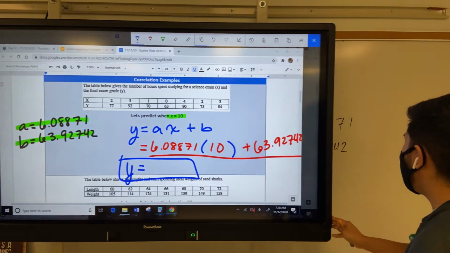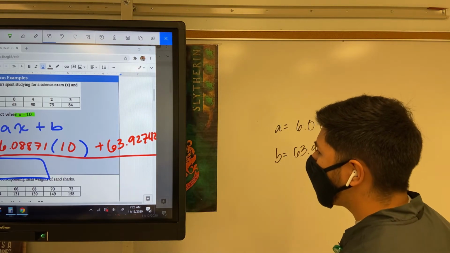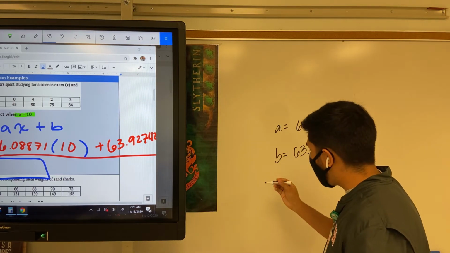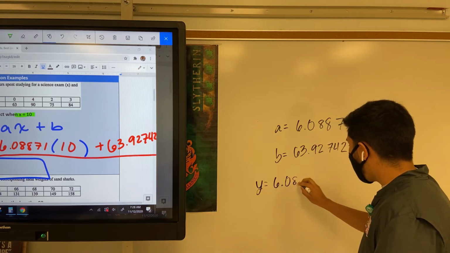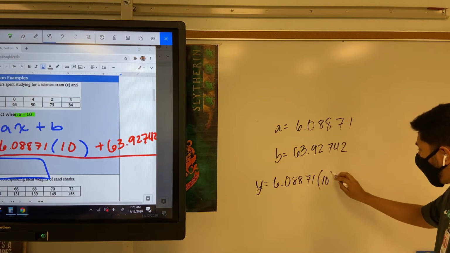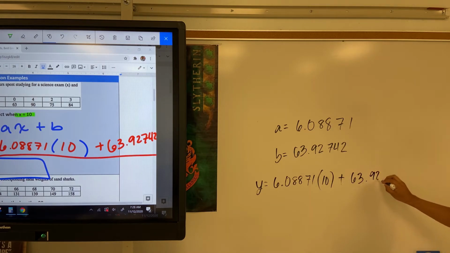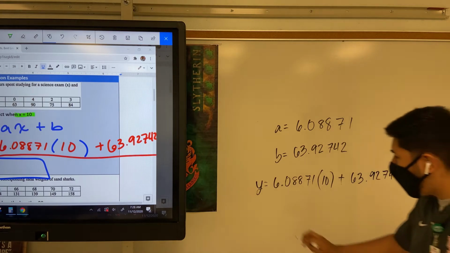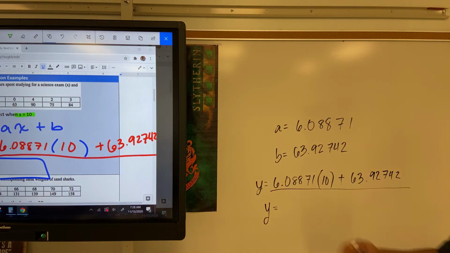So let me write this down. It's a lot of work, ladies and gentlemen. Not a lot of work. It's just very tedious. You just need to make sure you put everything in correctly. So y equals 6.08871 parentheses 10 plus 63.92742. And then we're going to have the y equals a number because we're putting all that into the calculator.